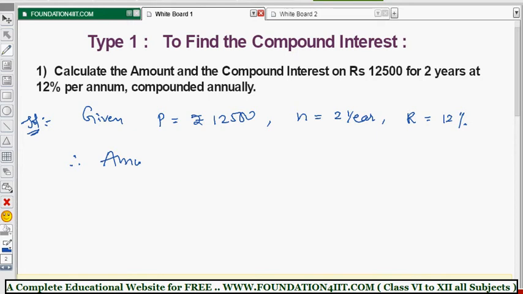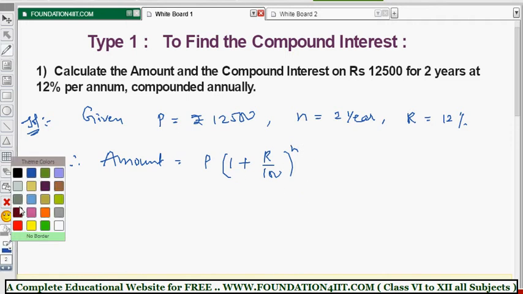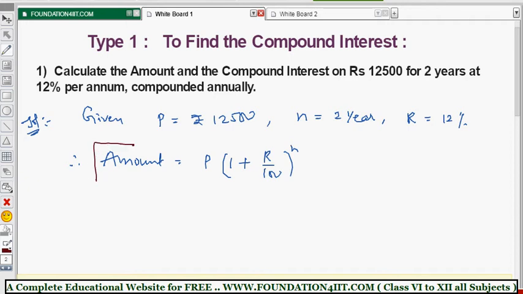So, amount is equals to P into 1 plus R by 100, to the power N. We can close this, then this bracket is also not required. Directly, P into 1 plus R by 100 to the power N. Right. So this formula we will apply straight away, so you'll find out the amount directly.